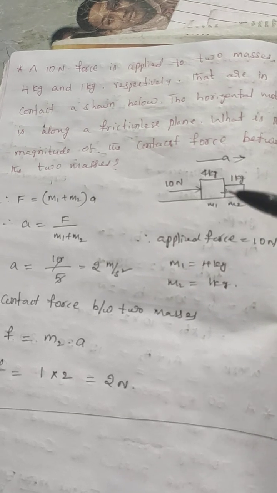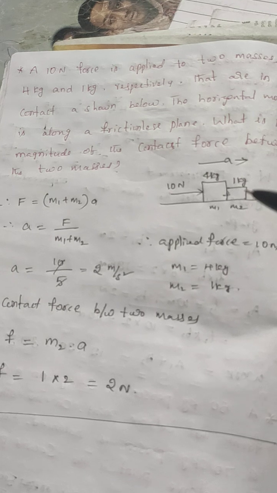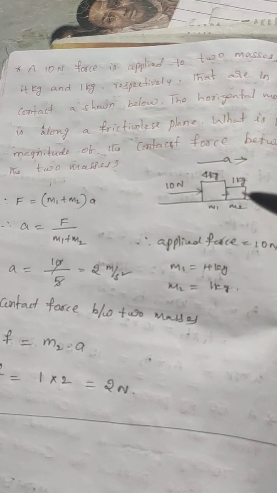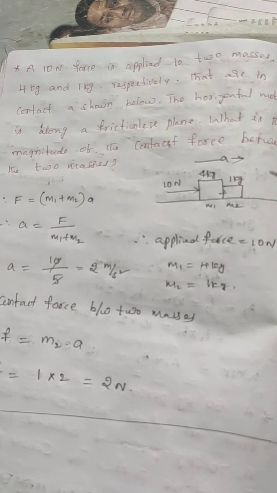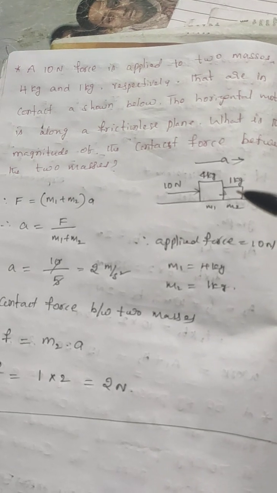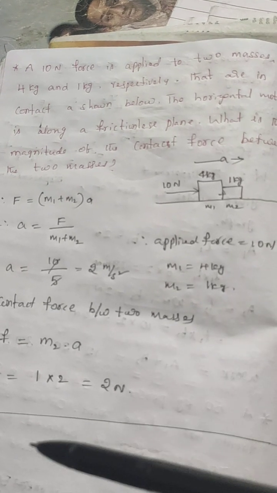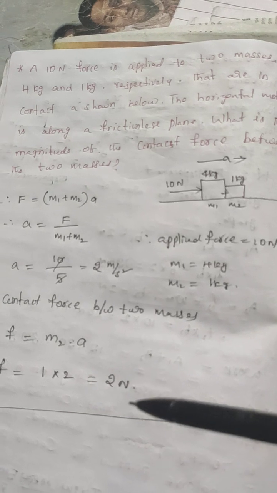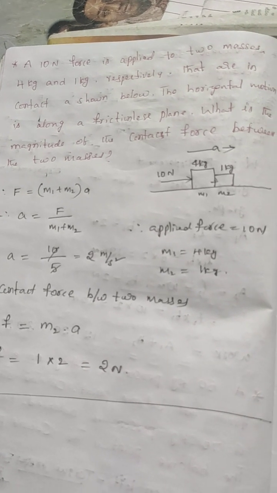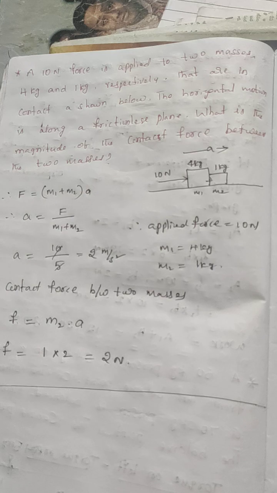Next, the contact force between the two masses is m2, the last one. If m3 were there, we would take m2 plus m3. But only m2 is there, that's why 1 into acceleration 2. Now this contact force is 2 newtons.